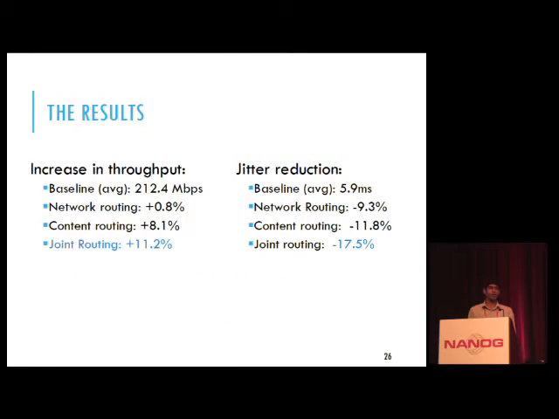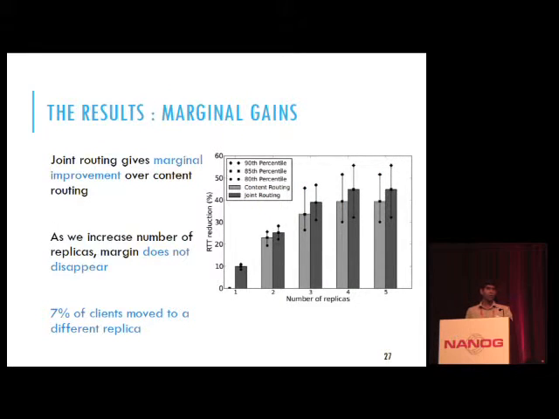For throughput and jitter, we saw similar improvements. For throughput, joint routing improves by around 3%. For jitter, it improves it by around 6% over content routing. And looking at where these improvements come from, we actually see that joint routing gives marginal improvement over content routing. And by marginal, we really mean this little incremental bump over content routing that this graph highlights.